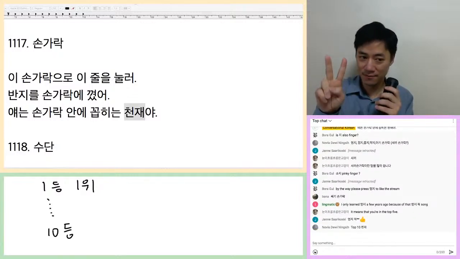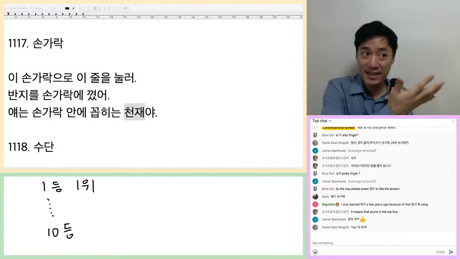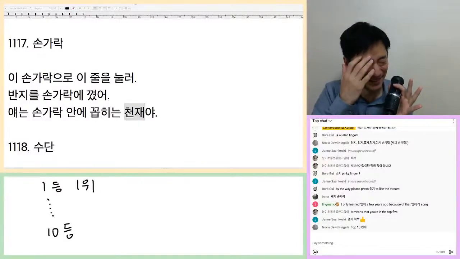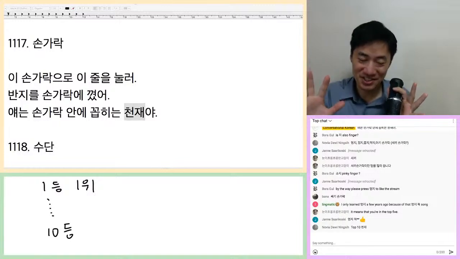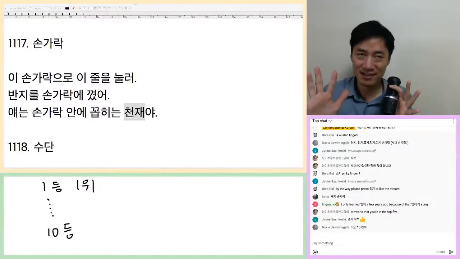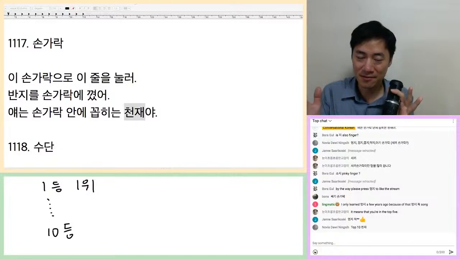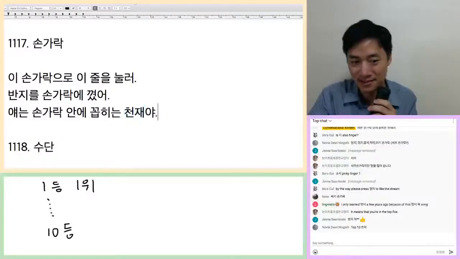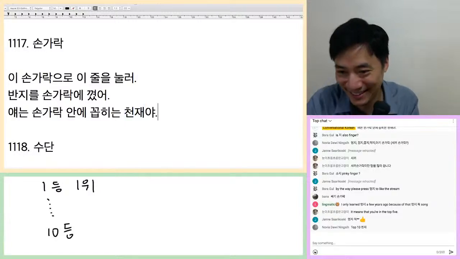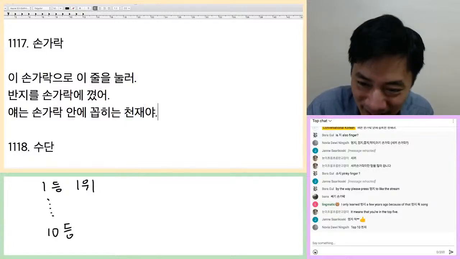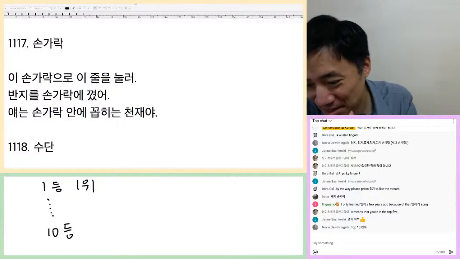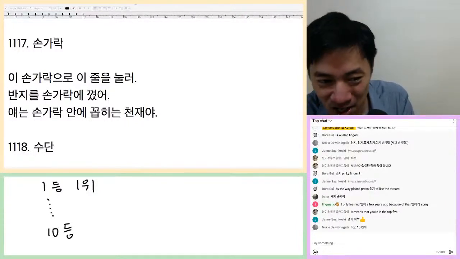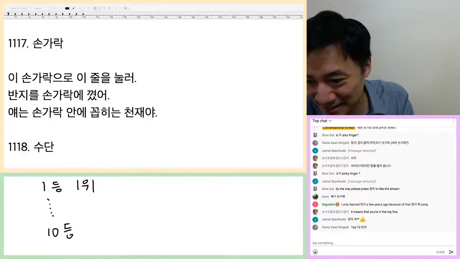First one, second one, third one. He can be in this total 10. He's very genius, so he's maybe ranking within number 10, maybe 9th, 8th in the world. 손가락 안에 꼽히는 천재야. It's like, you have 10 fingers, so 손가락 안에 꼽히다. Top 10, that's a good one. 고맙습니다, 노비아님. Like, top 10 genius, he is within the top 10.